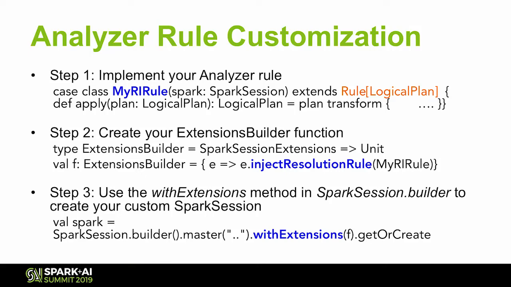So I have this rule, my RI rule. To add it, first I implemented my analyzer rule. It takes a logical plan and returns a logical plan. And then I want to add it to the resolution batch, and so I use the inject resolution rule. And then you would call the with extensions method to create your custom Spark session.